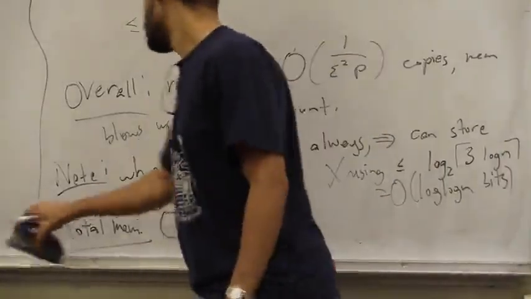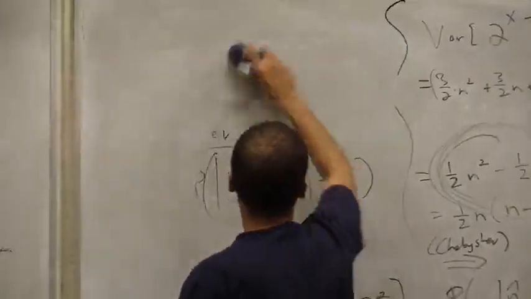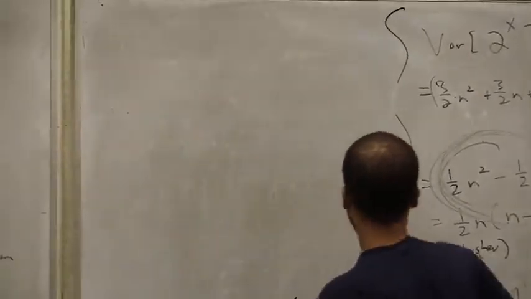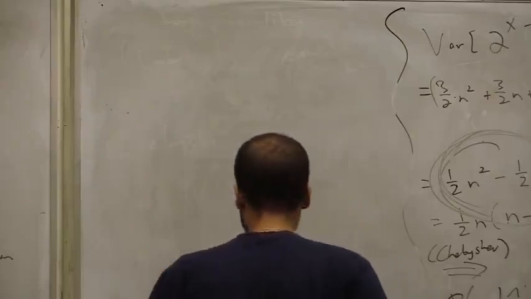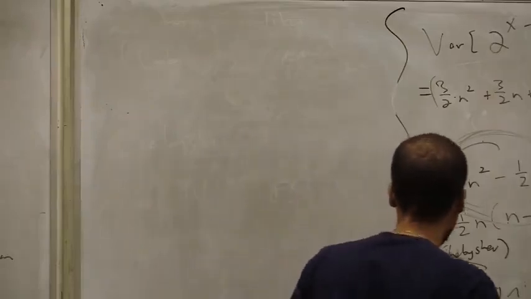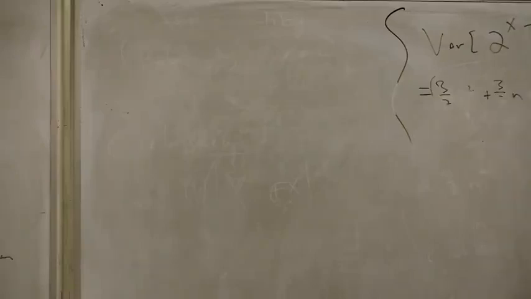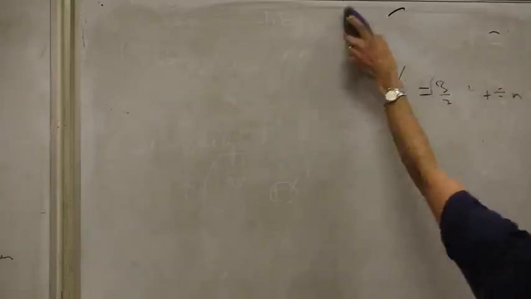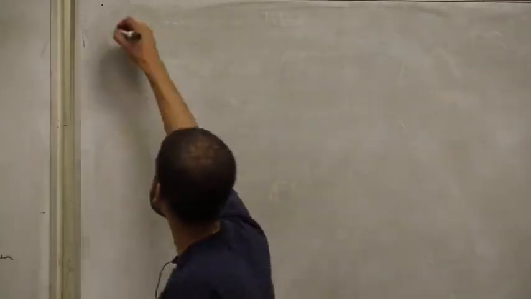Now, is that dependence on epsilon and p optimal? The answer is no, it's not optimal. You can actually do better. I won't give you the full details of the analysis for why you can do better, but I'll give you a hint as to how it works.